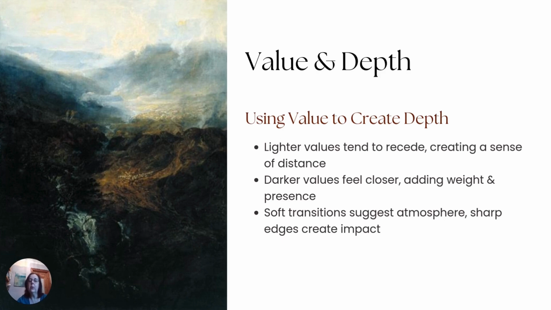Instead of precise forms, Turner layers light and dark areas to create the illusion of land emerging from the mist. The soft transitions in the sky and background push those areas into the distance, while the darker foreground elements feel more present, anchoring the composition. The painting dissolves into layers of light, reinforcing the sensation of depth.